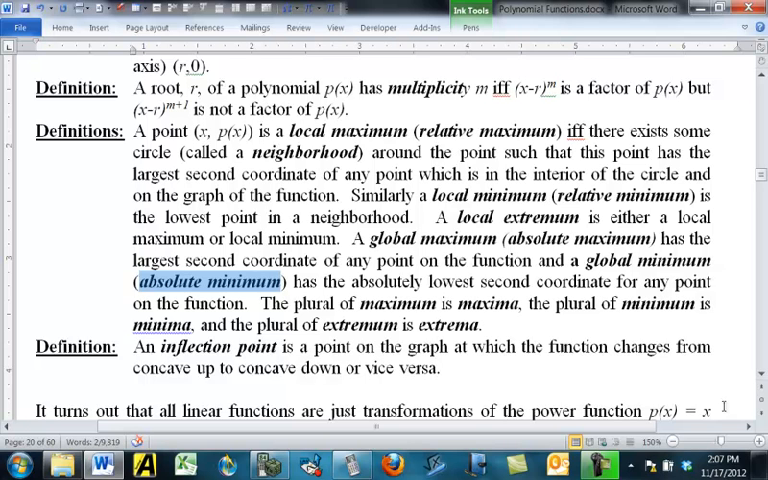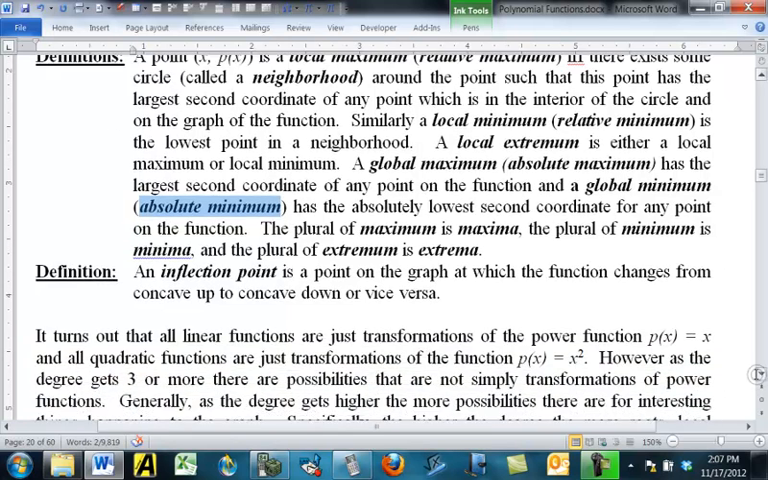An inflection point is a point on the graph at which the function changed from concave up to concave down or vice versa. So an inflection point, or point of inflection.